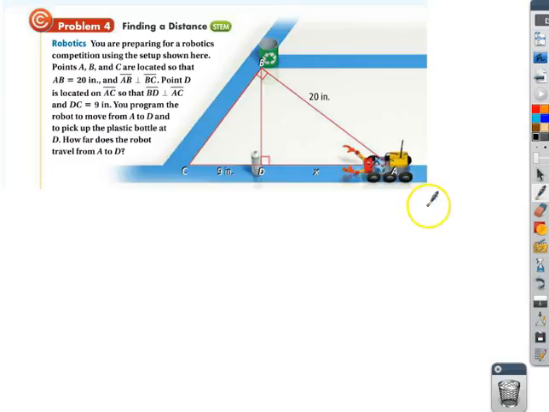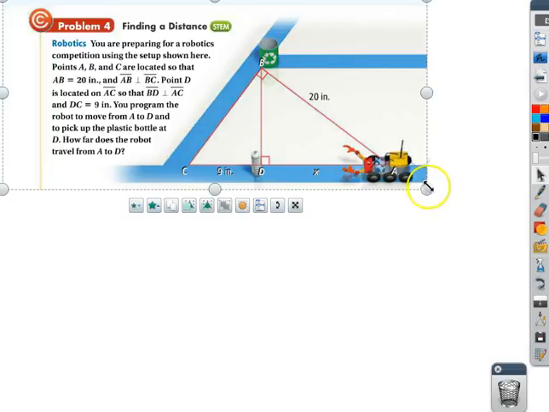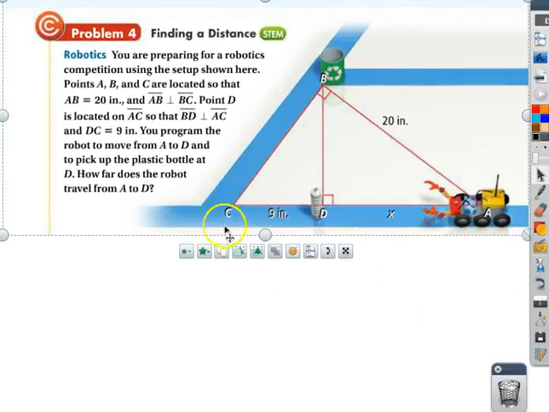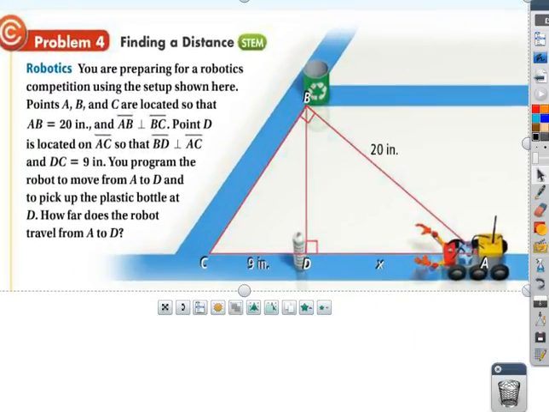Boom, it's a word problem. Guess what? You just joined the robotics team. I'm going to enlarge this so we can read it here. Yay. Robotics. All right. You are preparing for a robotics competition using the setup shown here.